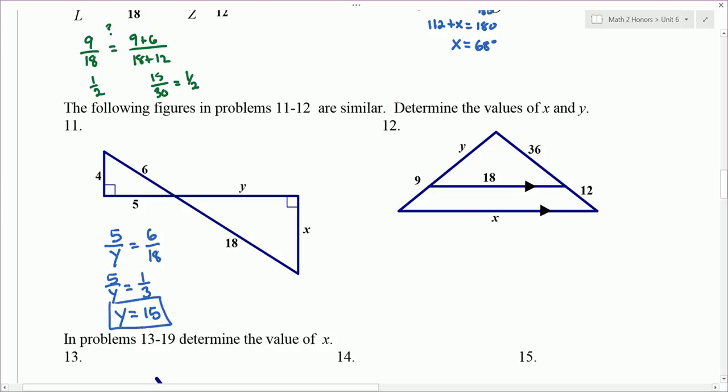And we can do something similar for x. 4 corresponds with x. And again, 6 corresponds with 18, which is 1/3. If you cross multiply the 4x with the 1/3, you get x is 12.